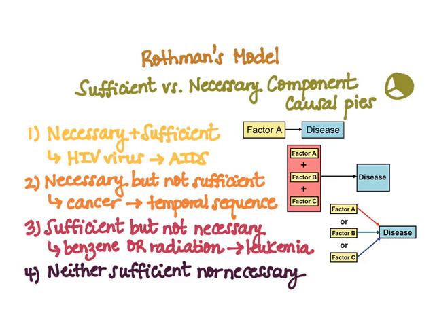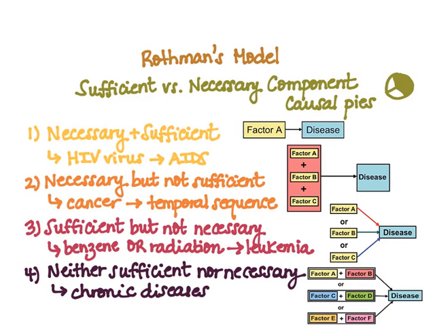Number four is our last type of causal relationship under Rothman's model. This states neither sufficiency nor necessary factors. This is where the factor cannot cause disease on its own, nor is it the only factor that can cause that disease. An example here tends to be your more complex chronic diseases, perhaps something like diabetes, in which there are more than one factor involved, maybe hypertension, maybe hyperlipidemia, maybe even obesity. And so here's an image of the probable model for such chronic disease relationships.